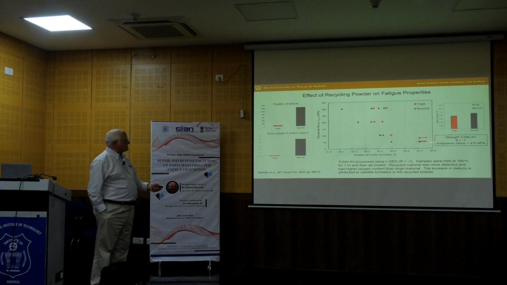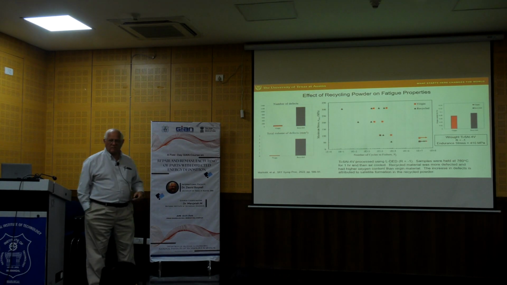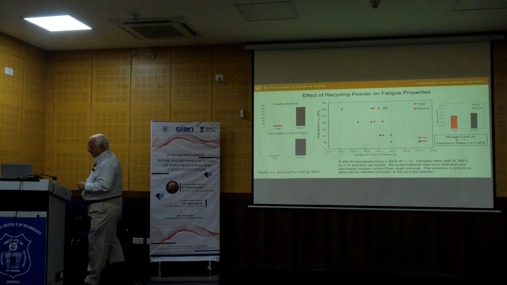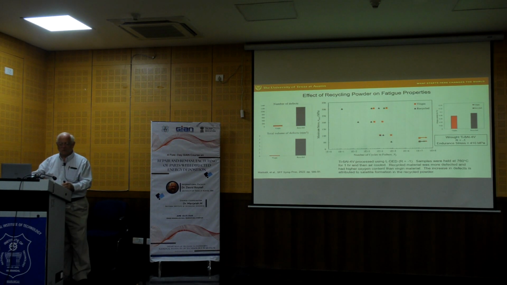For comparison purposes, raw titanium with the same R ratio has an endurance stress of about 410 megapascal. And so these are all considerably lower than the endurance stress that we see here. Over here, we're showing endurance stresses down around 50 megapascal, whereas the raw material is around 400. So there's quite a difference in the part quality here.